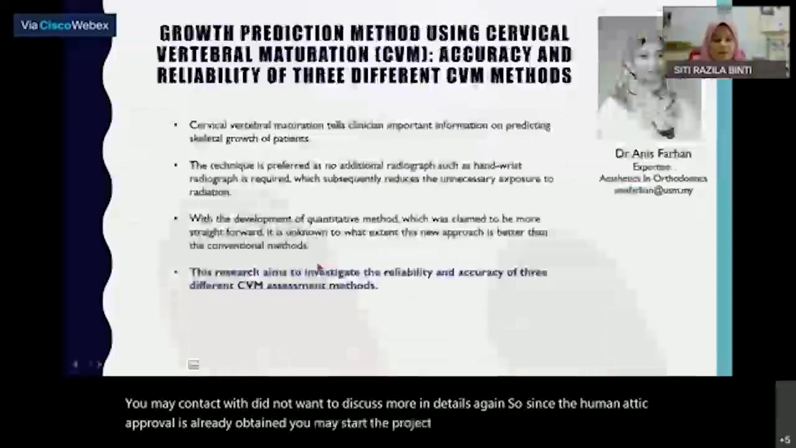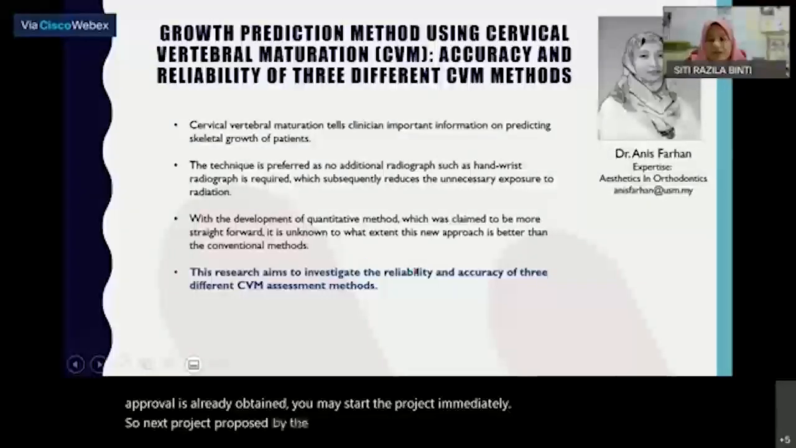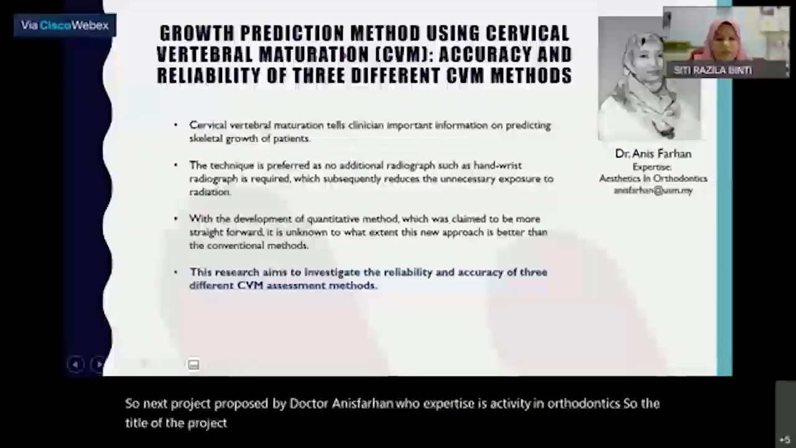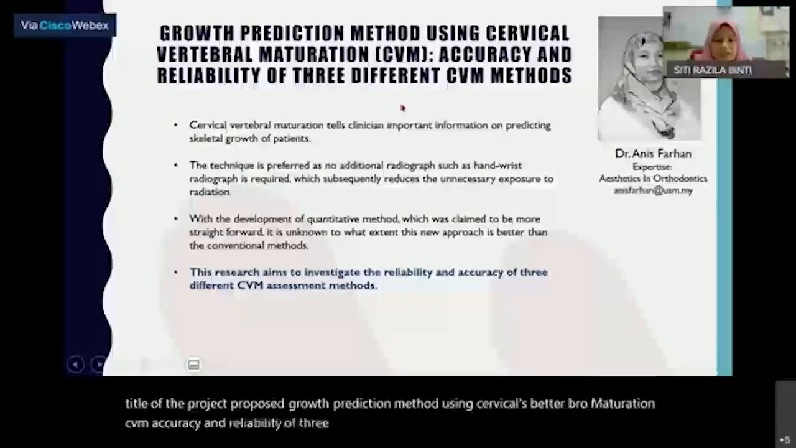Okay, the next project is proposed by Dr. Anis Farhan. Her expertise is orthodontics. The title of the project is Growth Prediction Method using Cervical Vertebral Maturation, CVM: Accuracy and Reliability of 3 different CVM methods.